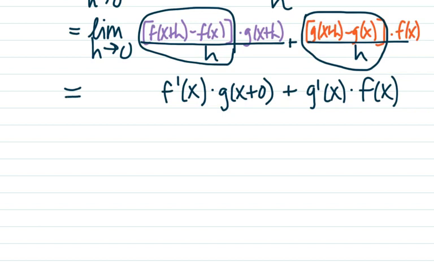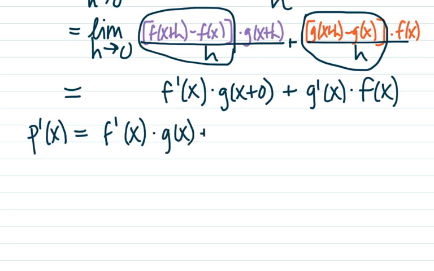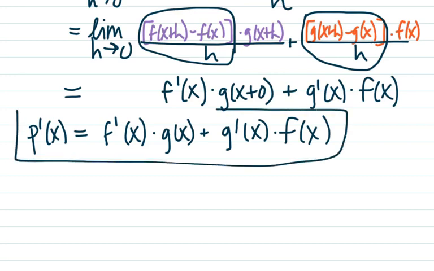Okay, so this is actually giving us our definition for the product. So our product rule can now be written as the derivative, or f prime of x, times g of x, since h went to 0, plus g prime of x times f of x. Dun, dun, dun, dun. So, real easy, right?